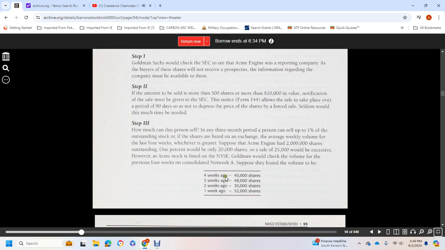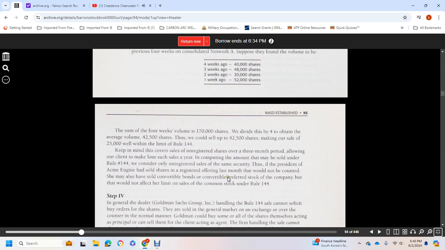Suppose they found the volumes for the 4 weeks were 40,000, 30,000, 48,000, 30,000, and 52,000 shares in 1 week. The sum of the 4 weeks' volumes is 170,000 shares, divided by 4, obtaining an average volume of 42,500 shares.